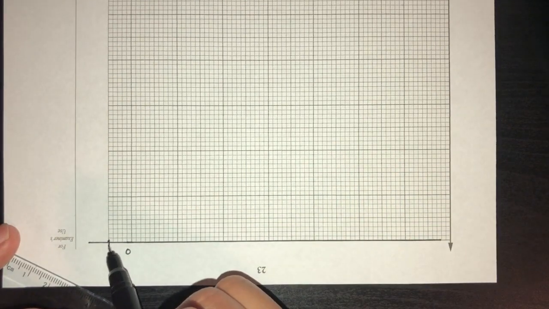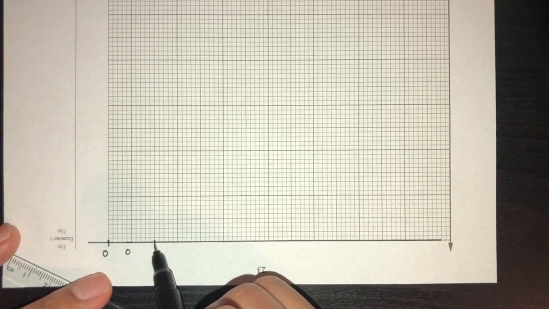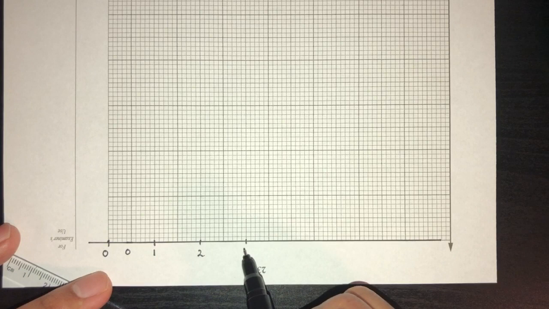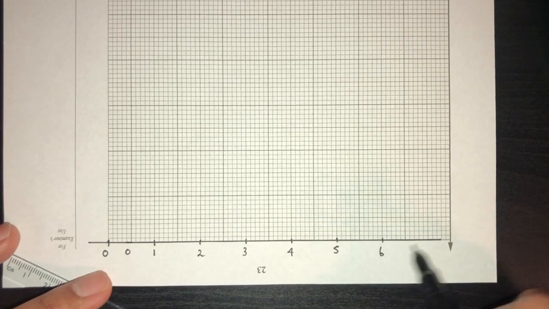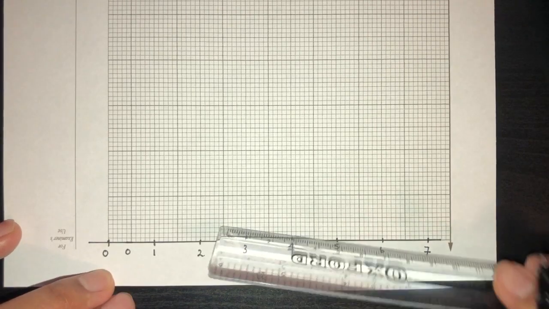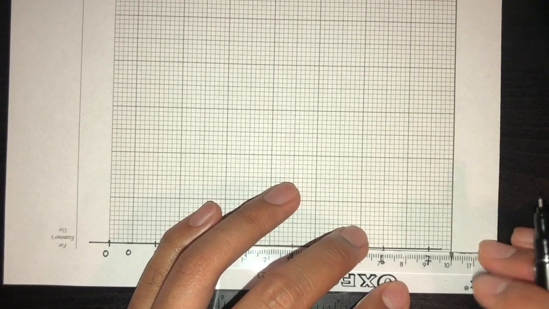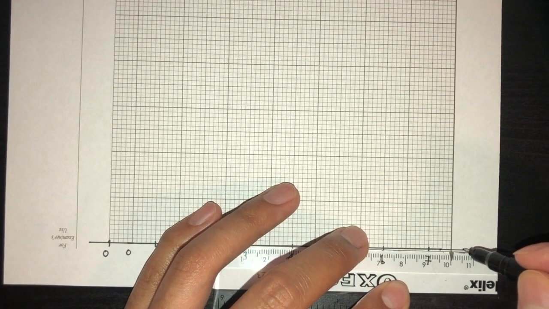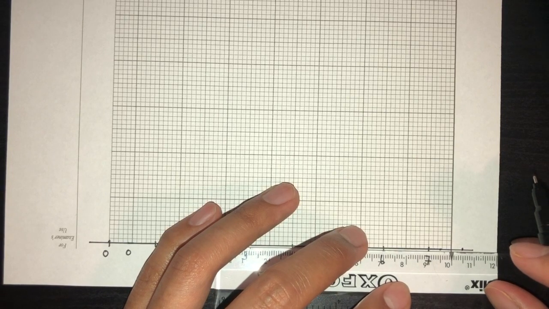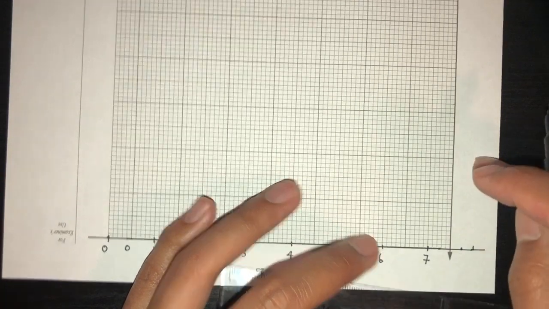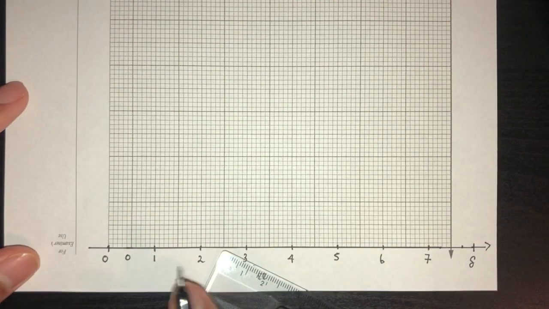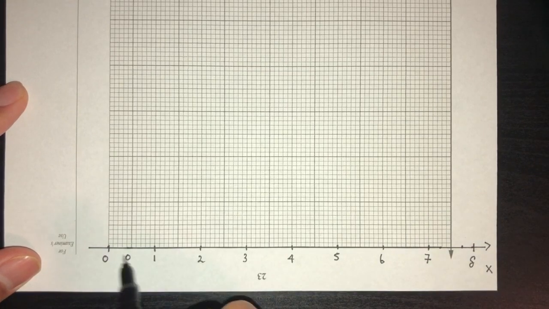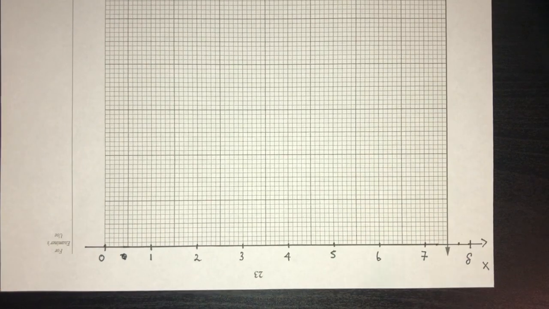Let's make this become 0. This will be 1, 2, 3, 4, 5, 6, 7, and 8 should be passing this point. Sorry, this is not 8, this is 8. I apologize, that was the only graph paper that I had. So that will be 8 on the outside. This will be your x-axis. 2 centimeters will be 1 unit. Now let's move on to the other part.